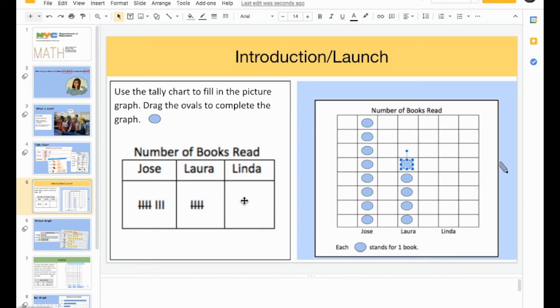She has 0 books. So Linda, I'm not going to fill in anything for Linda. But wow, look at this. I can already see that Jose read the most books and Linda read the least number of books. As I mentioned previously, a picture graph is a graph that uses images, pictures, symbols to represent the data.